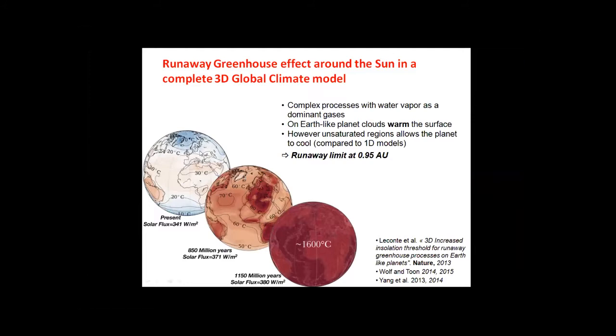The clouds tend to form high. There are lots of clouds, and they tend to have a strong greenhouse effect. However, this was compensated by the fact that, unlike in 1D models, you discover that on such a planet, you have unsaturated regions where you don't have that much water vapor, and that allows the planet to cool compared to 1D models. So in the end, we find a runaway limit which is very close to the 1D model.